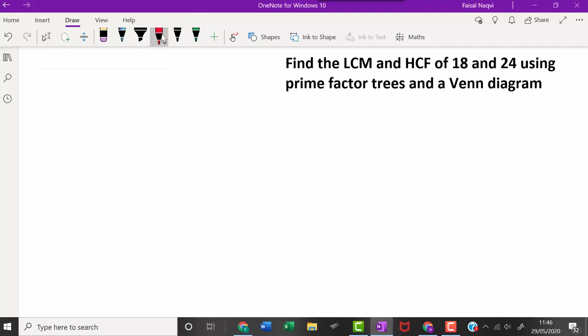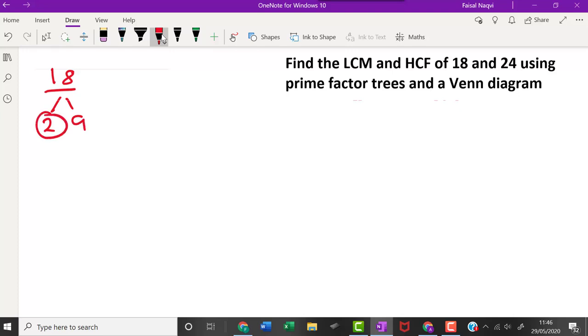If I take a look at this question, it says find the LCM and the HCF of 18 and 24 using prime factor trees and a Venn diagram. So if I take a look at 18 first, I have to find two numbers that multiply together to give me 18. I have 2 and 9.